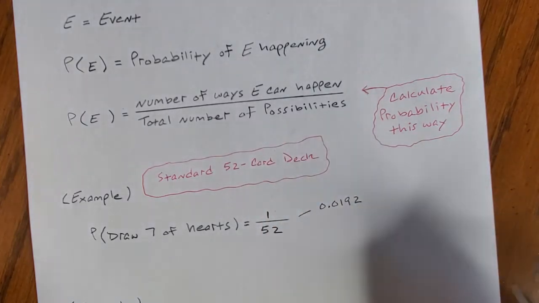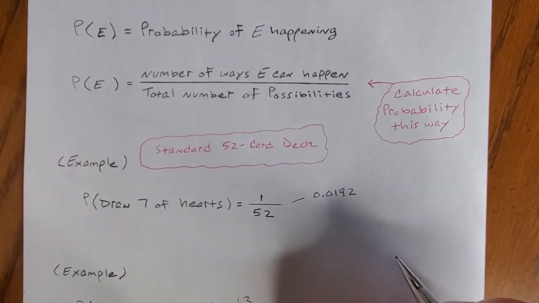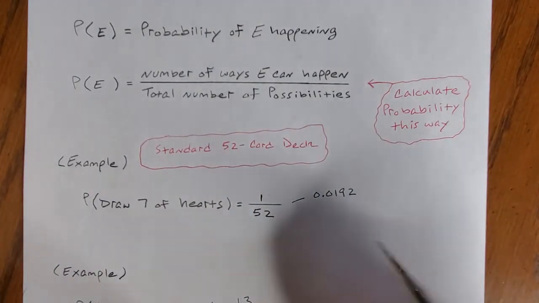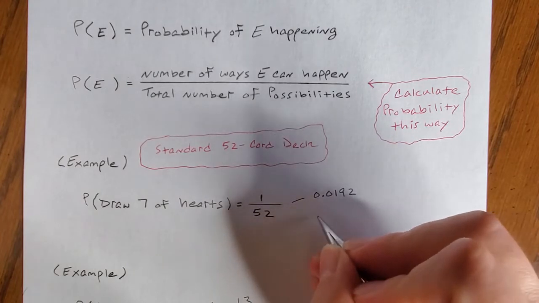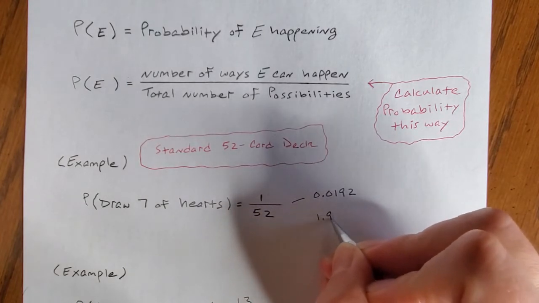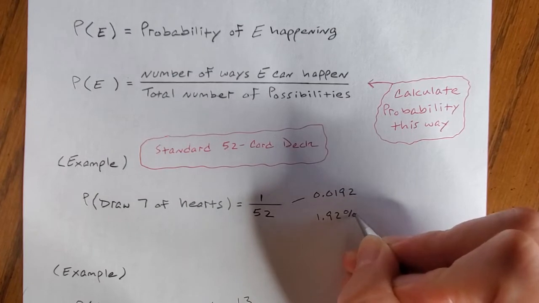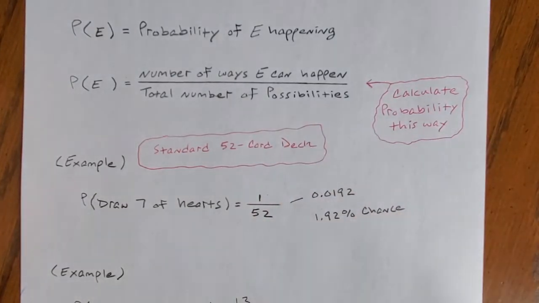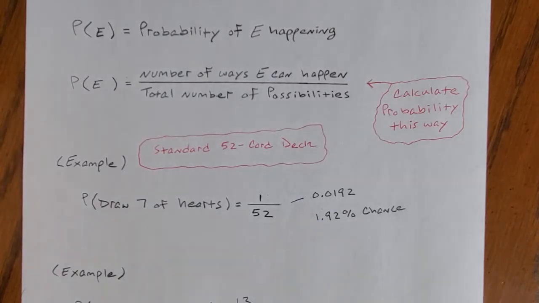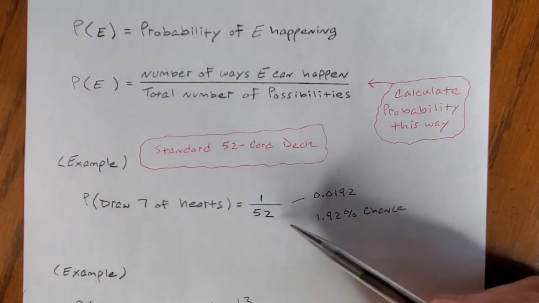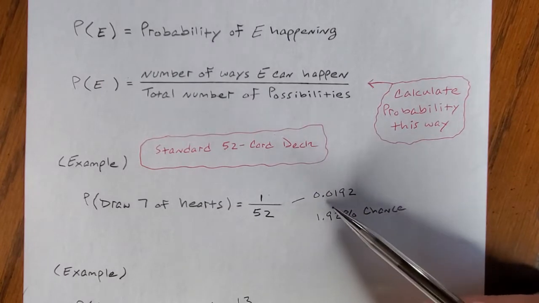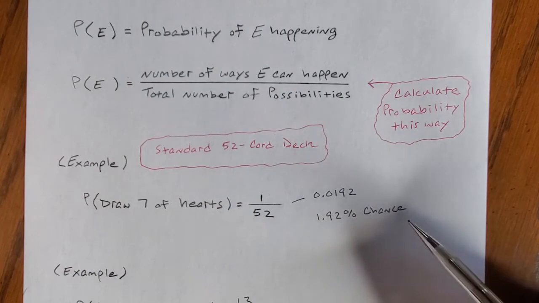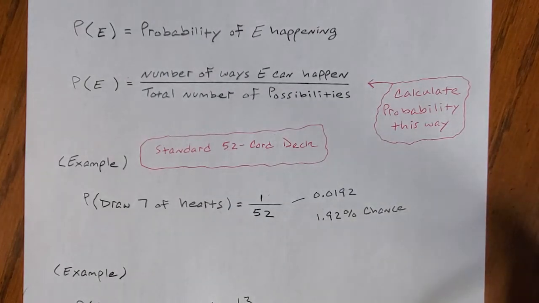All right. And sometimes we might give our answer as a percent chance. So that's the decimal, and if I turn that into a percent, that's like a 1.92% chance. So we may sometimes do that. But those are all basically equivalent: a 1 out of 52 chance, a decimal probability of 0.0192, or a 1.92% chance. Almost a 2% chance.